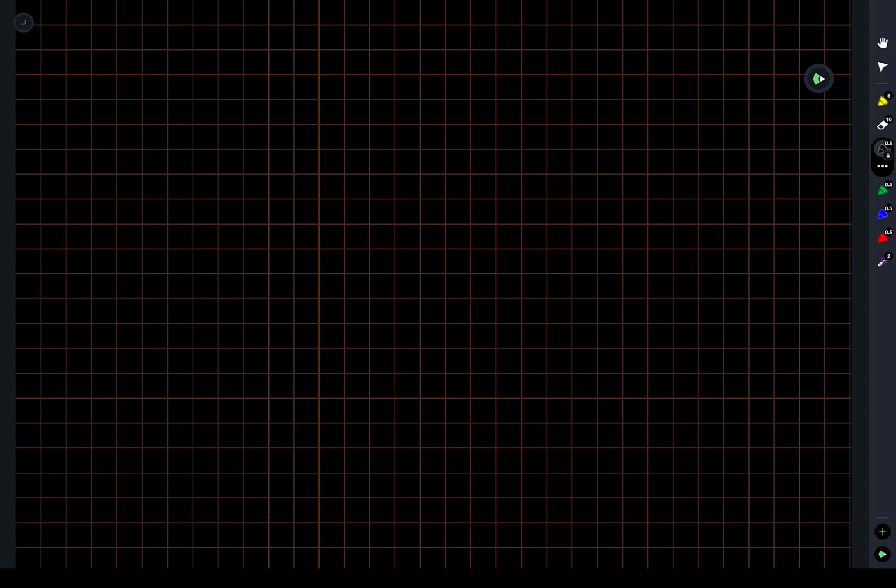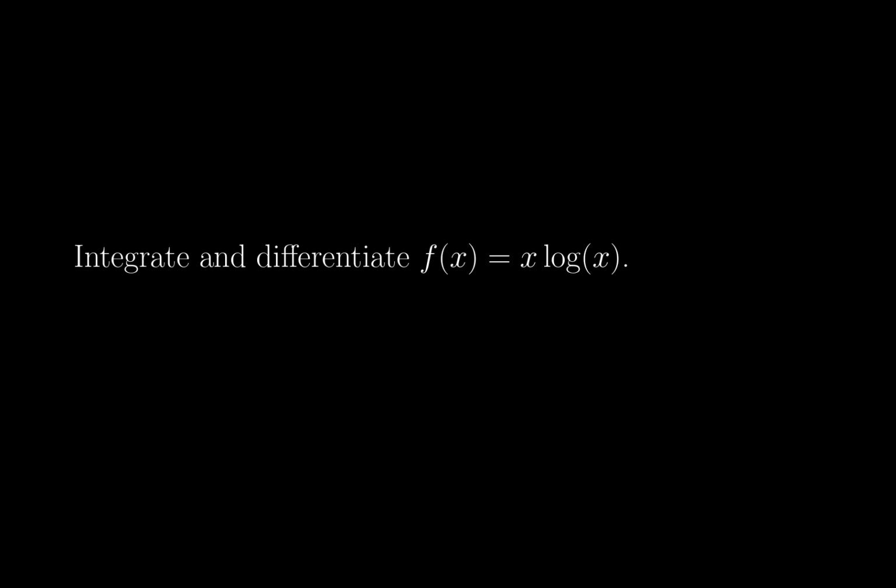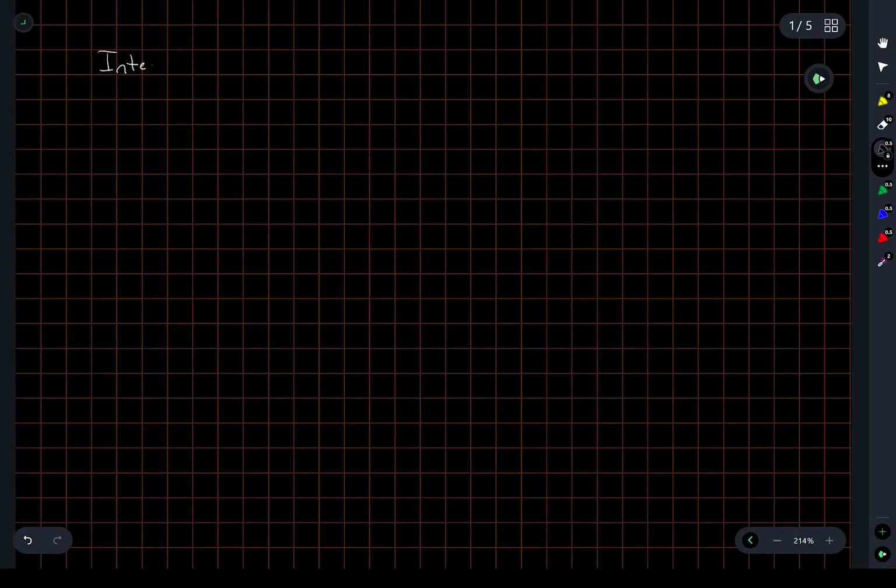Hello everyone, let's take a look at our next problem. So this one, straightforward calculus, just says integrate and differentiate x ln x. So the differentiation should be pretty straightforward, nothing other than straightforward application of rules of differentiation.